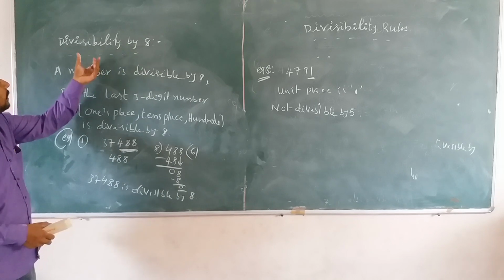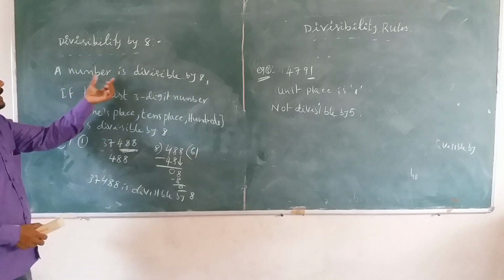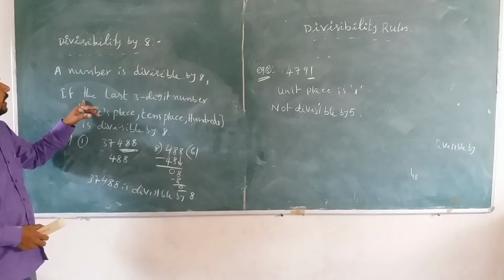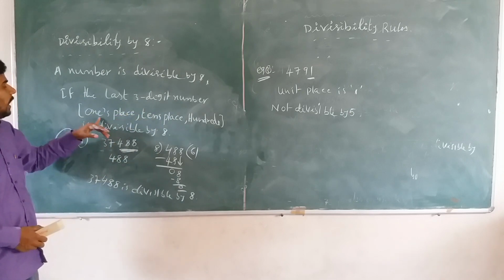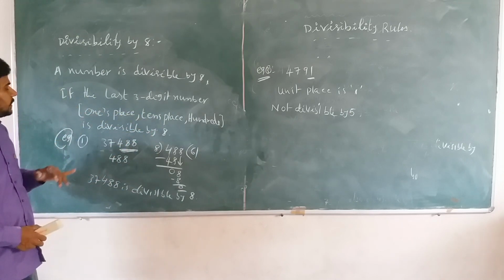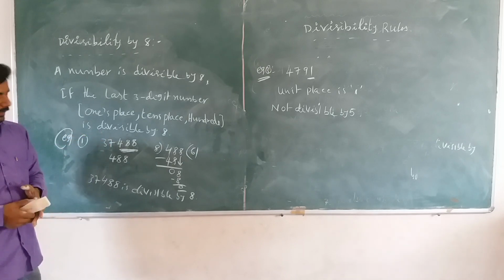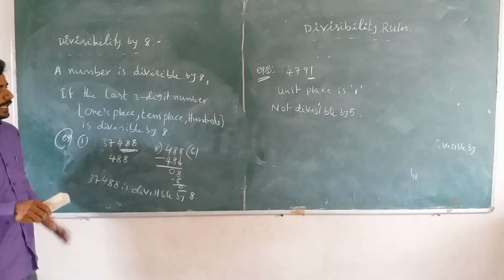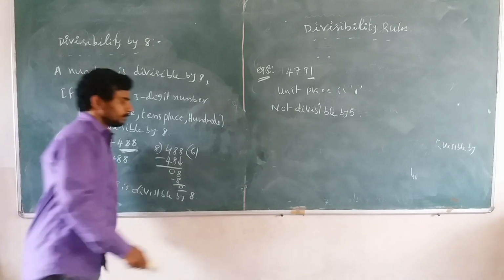Once again, children, divisibility by 8: a number is divisible by 8 if the last 3-digit number, meaning the ones place digit, tens place digit, and hundreds place digit, is divisible by 8. So it's proved. Next, one more example.